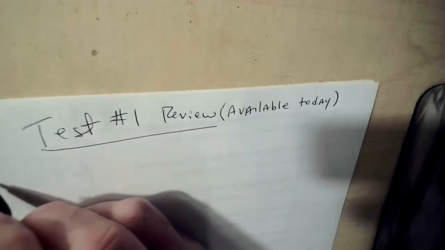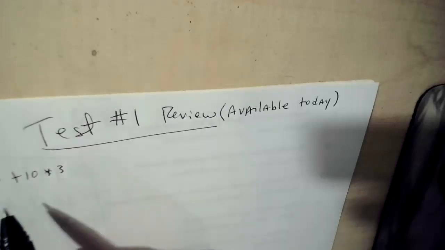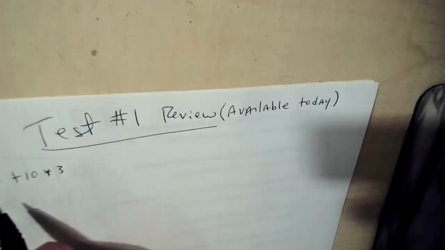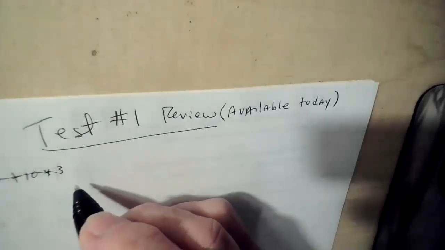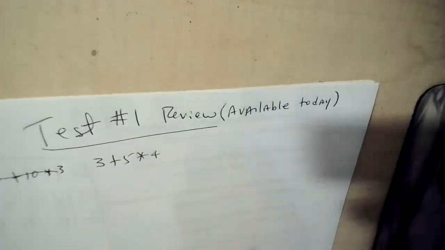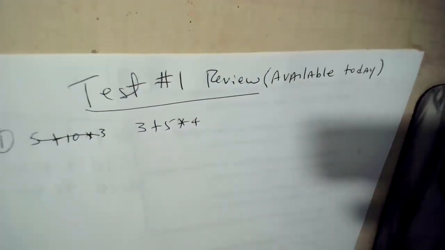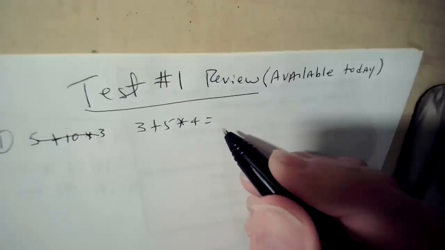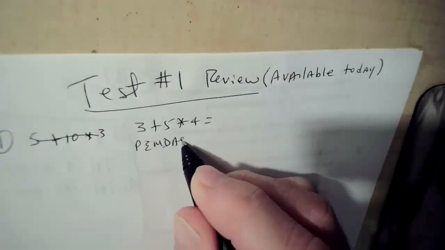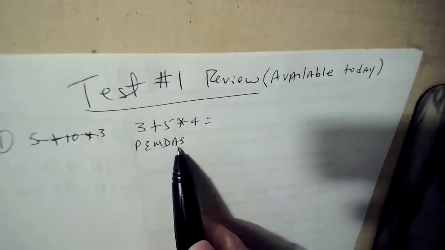Now, the test says 5 plus 10 times 3. That's the problem on the test. The one I'm going to show you is something different from this: 3 plus 5 times 4. This way you can see how to do it and hopefully make 100. Okay, this is nothing more than PEMDAS. We do parentheses, exponent, multiplication, division, and addition, subtraction.